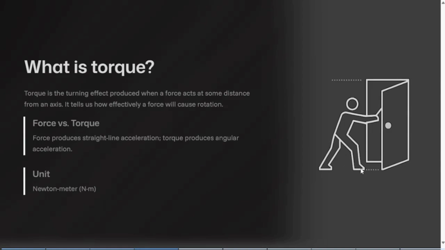Now let's introduce torque. Torque is the turning effect produced when a force acts at some distance from a pivot or axis. In simple terms, torque is what causes rotation. It's helpful to compare force and torque. Force creates straight line acceleration. Torque, on the other hand, creates rotational acceleration. The stronger the torque, the easier it is to make an object rotate. Engineers measure torque using a unit called the Newton meter, or Nm.